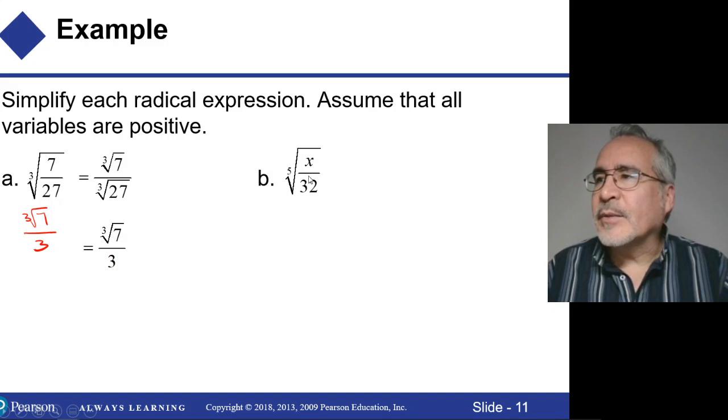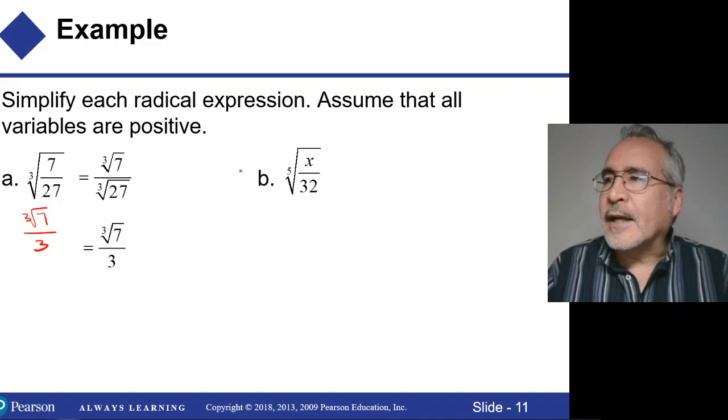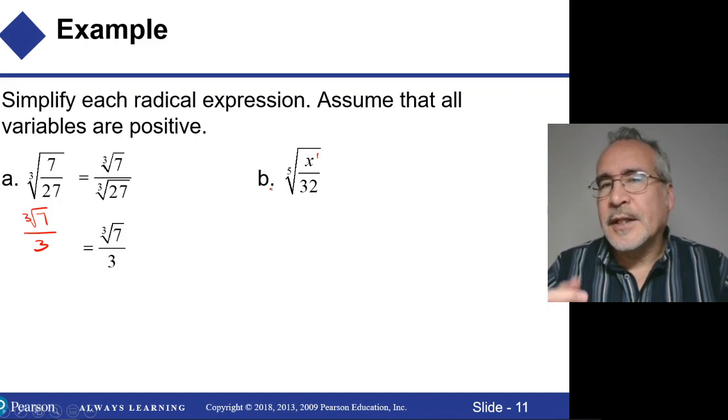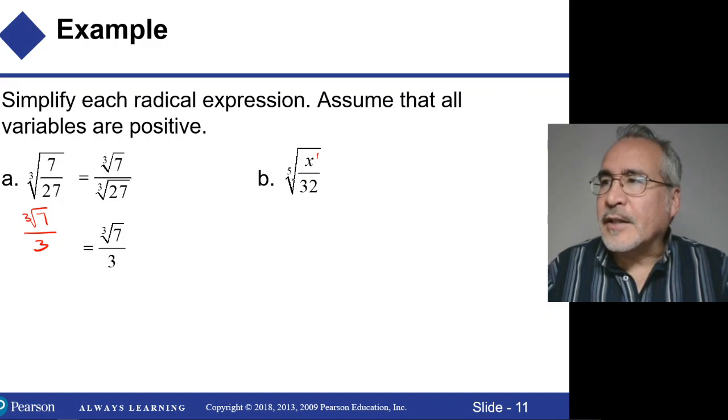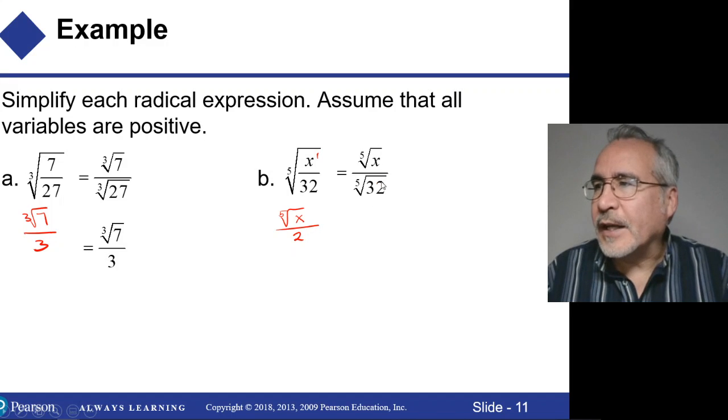Okay. This one, a fifth root. Again, x is just to a single power up here, but 32 is 2 times 2 times 2 times 2 times 2. So this is actually a fifth root of 32 is going to be 2. I would expect to see fifth root of x over 2. Okay, and that's considered simplified.